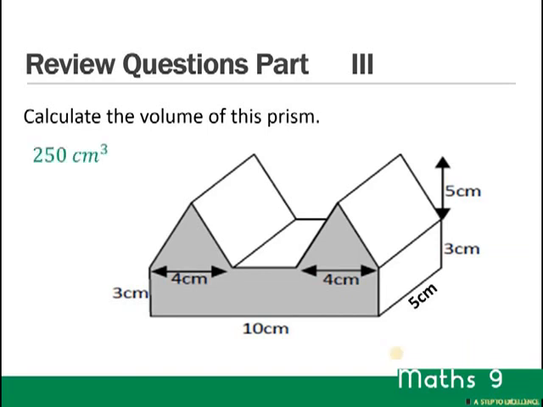Here's the answer. You need to find the area of the base, which is the area of this rectangle plus the two triangles, and then multiply it by 5, and the answer is 250 centimetres cubed.